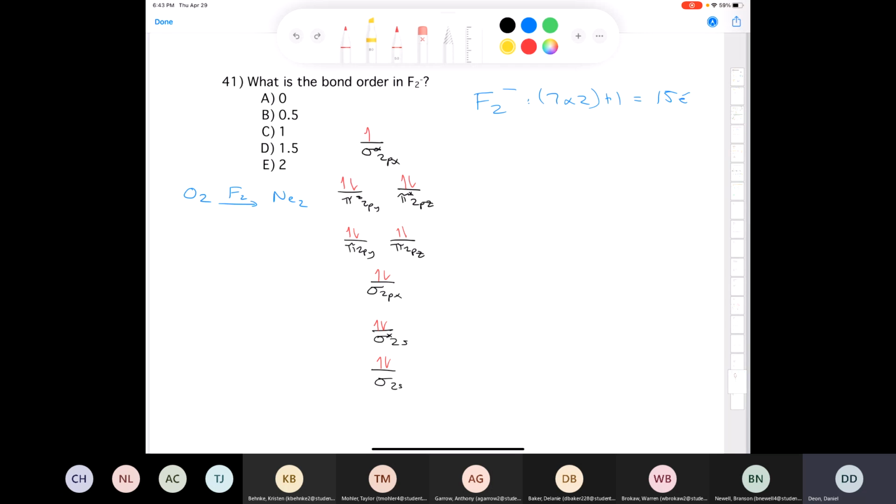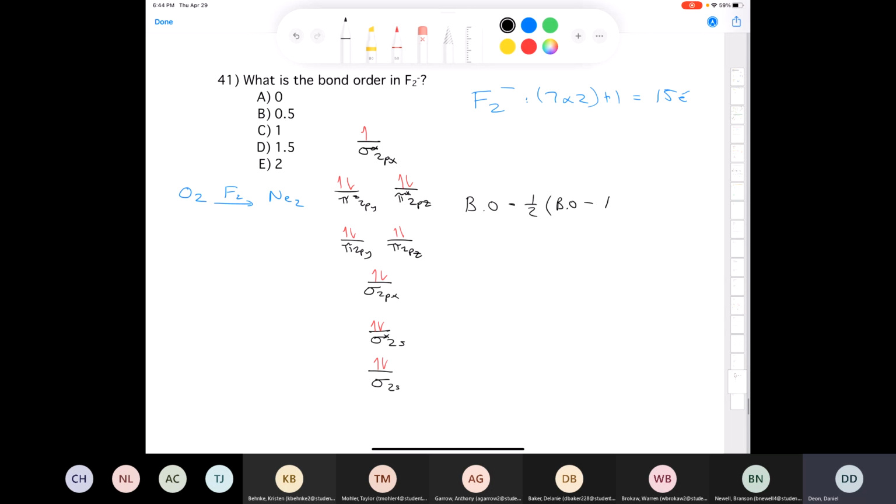All right, what's bond order? Okay, again, if you watched my videos, you'd see that bond order is equal to 1/2 times the number of electrons in bonding orbitals, subtract the number of electrons in anti-bonding orbitals. So let's give it a shot. 1/2 times the number of electrons in bonding orbitals.